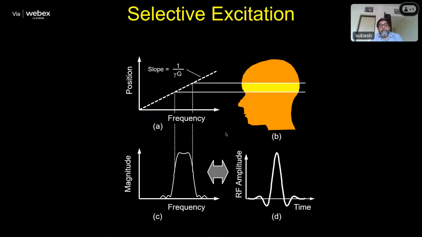This is again a depiction. Then you have a gradient here, and you can see this slice has been selected, and accordingly you apply this radio frequency pulse, and you select a slice, this yellow slice which is shown in yellow color. This slice has been selected by application of this gradient and the radio frequency RF pulse, the 90-degree RF pulse.